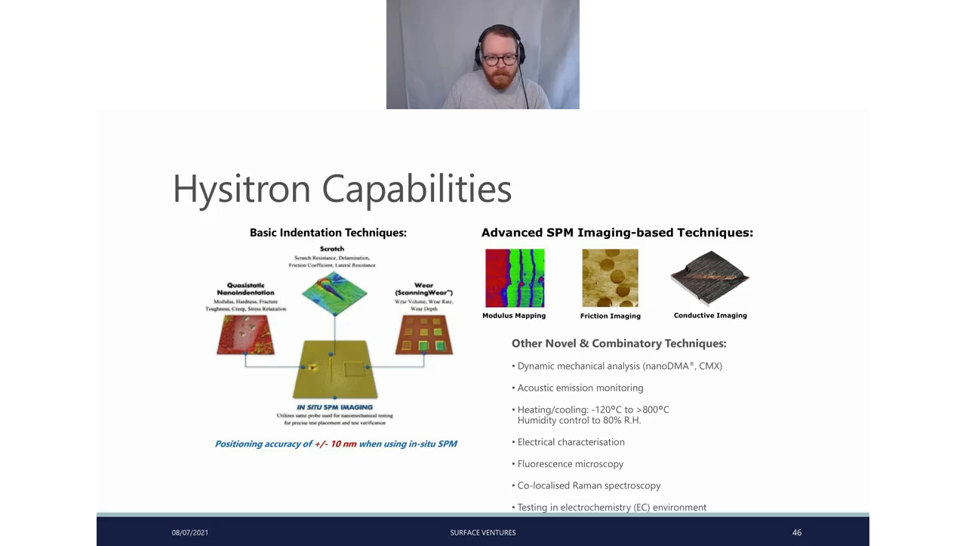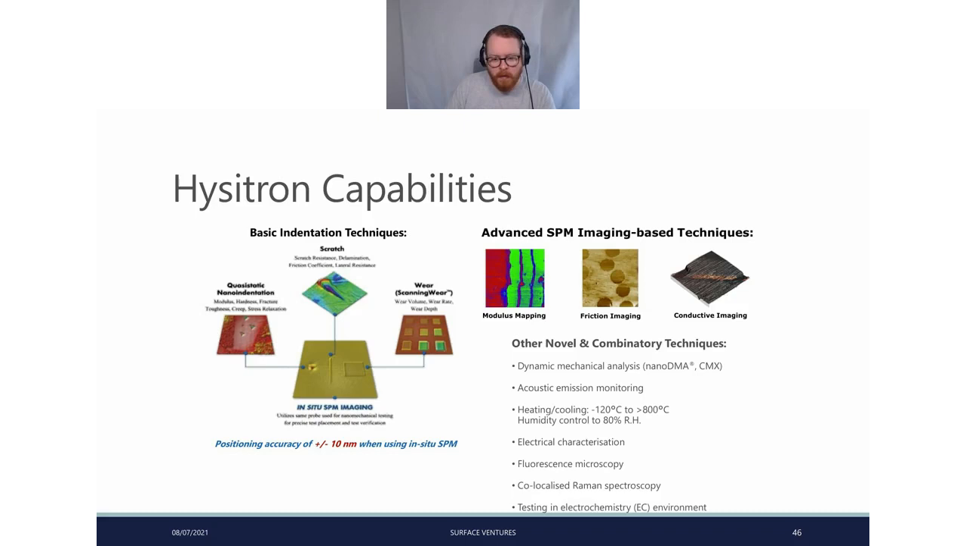So this has various different techniques in it. We have quasi-static nanoindentation. We can do scratch, wear, essentially scanning wear, quite similar to how an AFM would do. You can use the SPM to do friction imaging to look at coefficient of friction in different areas, modulus mapping, conductive imaging. There are also various other things in there. It can do heated stage, electrical characterization, fluorescence, co-localized Raman. All these are options with this piece of equipment.